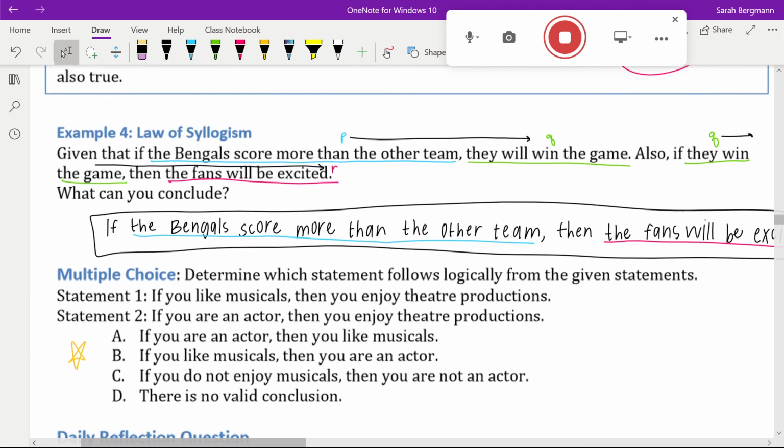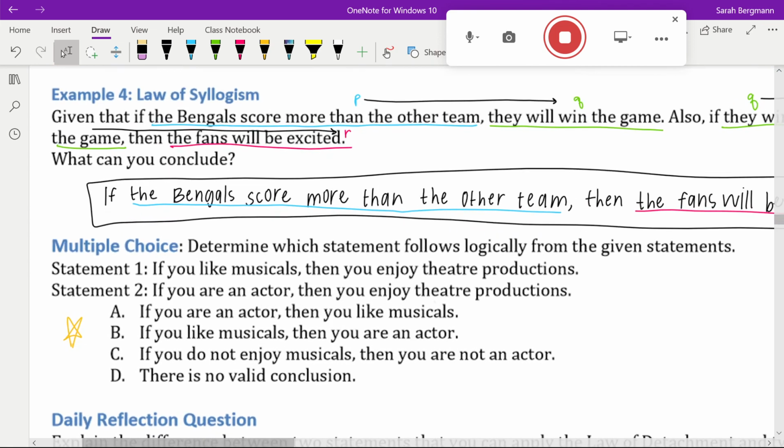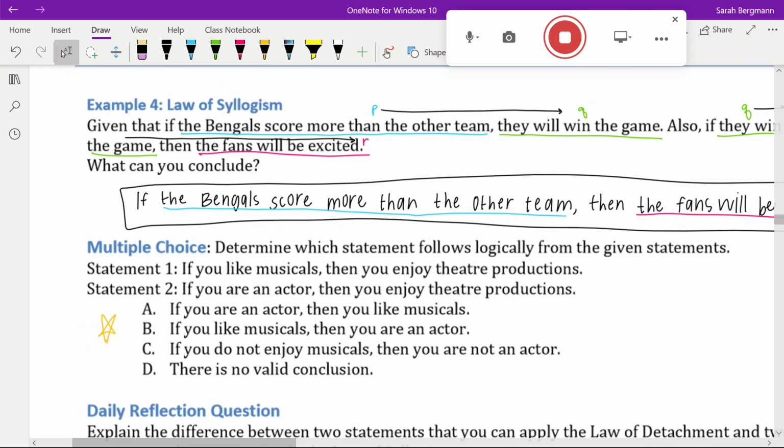Alright, try this multiple choice question. This is your question for the day. It says, determine which statement follows logically from the given statement. Statement 1, if you like musicals, then you enjoy theater productions. Statement 2, if you're an actor, then you enjoy theater productions. Which statement can you conclude, A, B, C, or D?